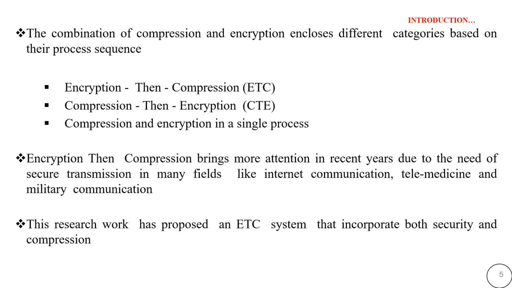The second one is compression then encryption. In the compression followed by encryption method, encryption increases the size of the original image. It is not efficient from the compression point of view. The third one is compression and encryption in a single process. It provides good image security with low computational complexity. So this approach improves on the shortcomings of the previous two approaches, which are ETC and CTE.